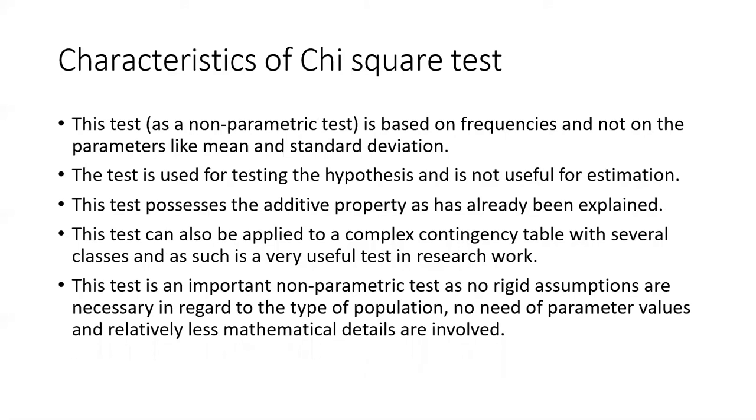Then the characteristics of chi-square. What are the characteristics of chi-square test? Let's try to understand. This test is a non-parametric test. You have to remember that chi-square is not parametric. It's based on the frequencies, not on the parameters like the mean and standard deviation. It's not based on any type of central tendency or dispersion measure. It is based on the frequencies.